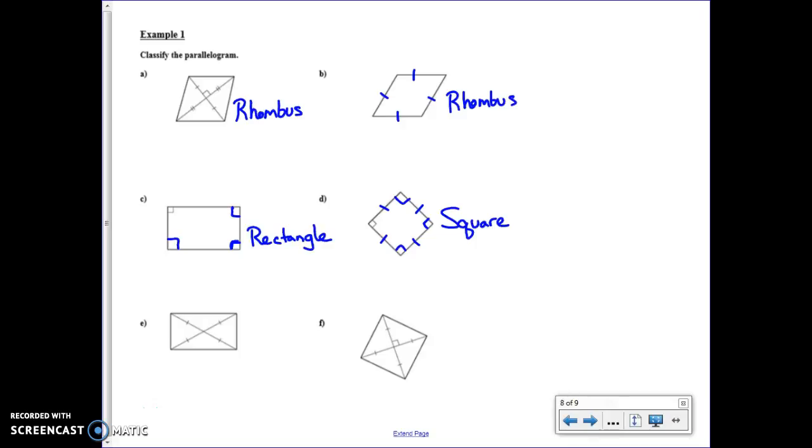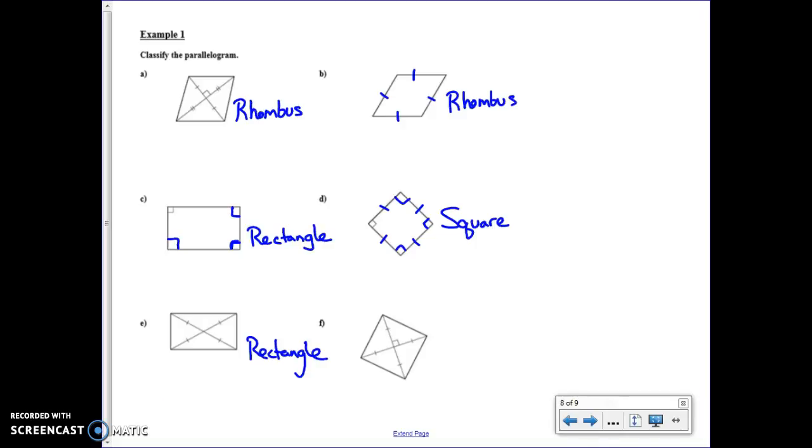Okay, and then letter E. I notice that the diagonals bisect each other, but also that they're all the same. So that tells me that I have a rectangle. And then letter F. I see diagonals, they're all the same. Or diagonals are the same, so that tells me it's a rectangle.